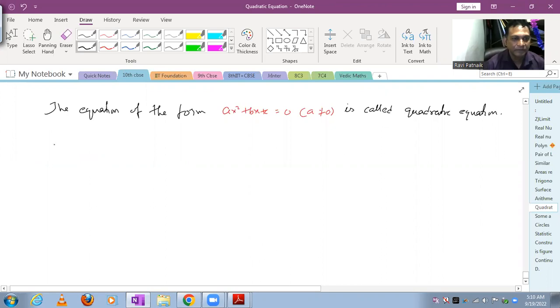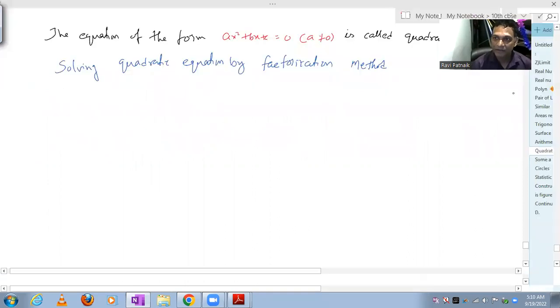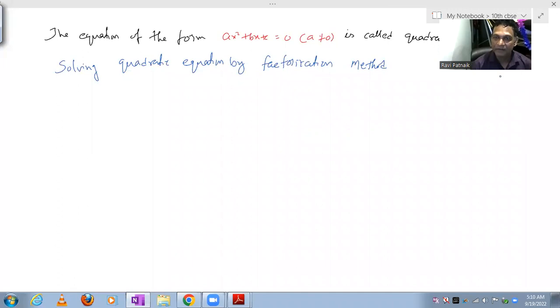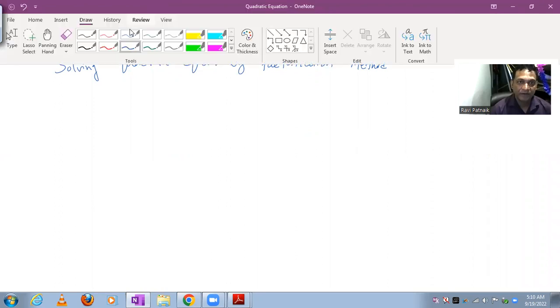Suppose, first we'll solve quadratic equations by the factorization method. Just solve by the factorization method, right? Solving quadratic equation by factorization method. Okay, first one.